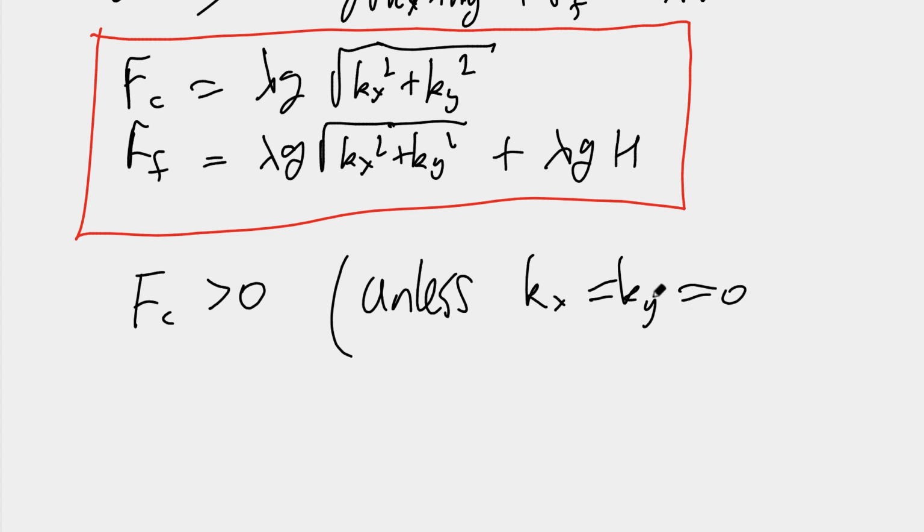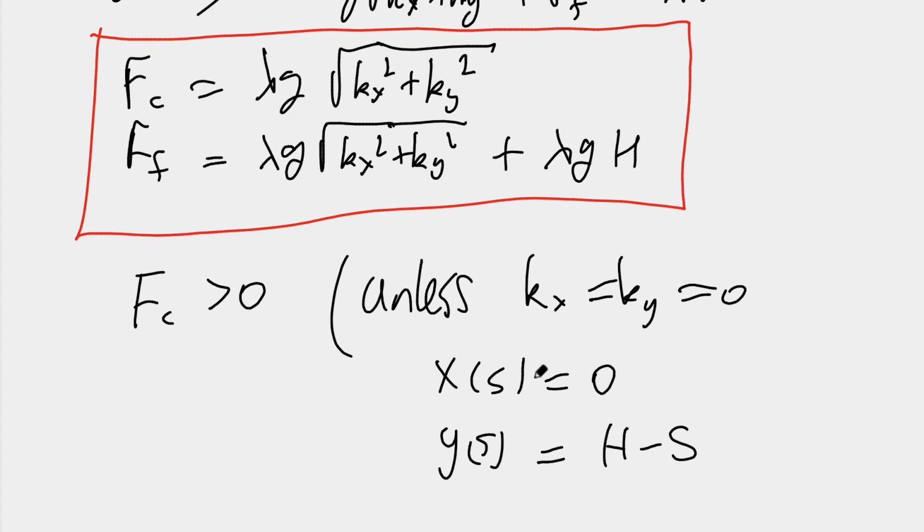But if you go back and examine the solutions for x as a function of s and y as a function of s, you'll see that in the limit as these go to 0, x of s is just 0, and y of s is h minus s. So the chain, in this case, just falls straight down. So that's not a chain fountain. So in order to have a chain fountain where the chain actually rises up above the level of the bottom of the container and then back down, we need to have Fc greater than 0. So at least one of these constants has to be non-zero.